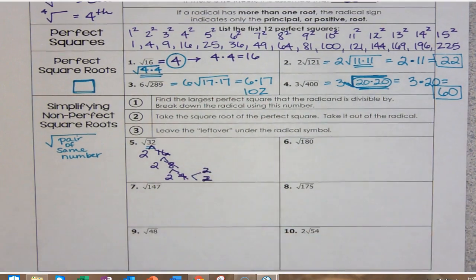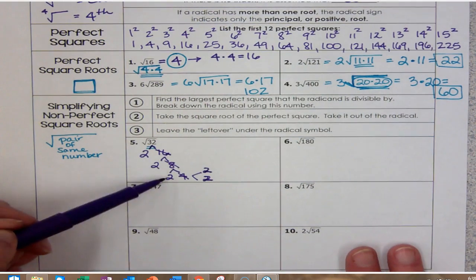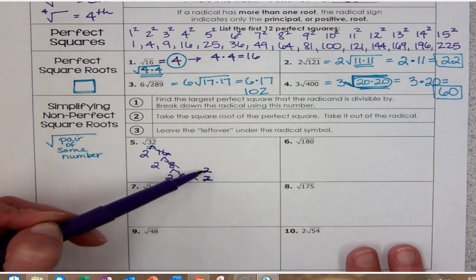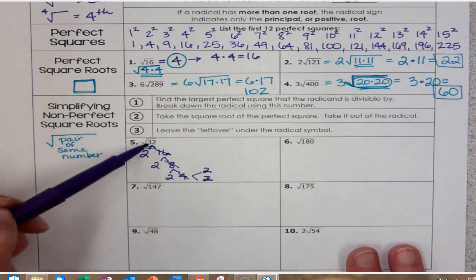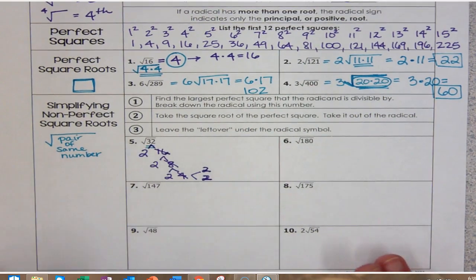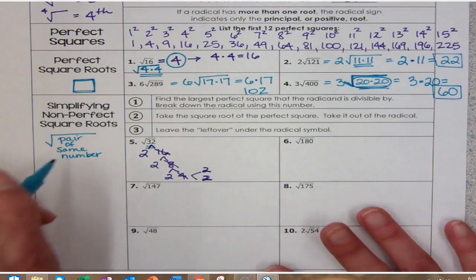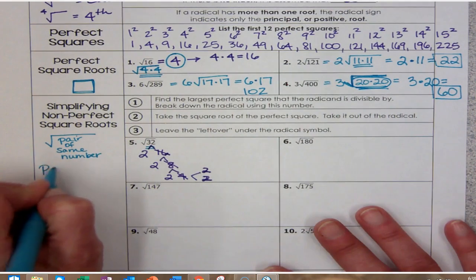So I know that if I were to multiply 2 times 2 times 2 times 2 times 2, I would get 32. That's what I'm basically doing. I'm seeing what are the smallest numbers that can get me 32. Okay, so once I've done this, what I'm looking for are pairs of the same number. A pair means 2.